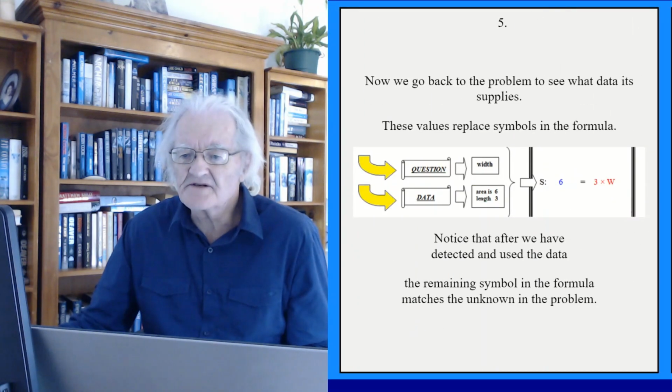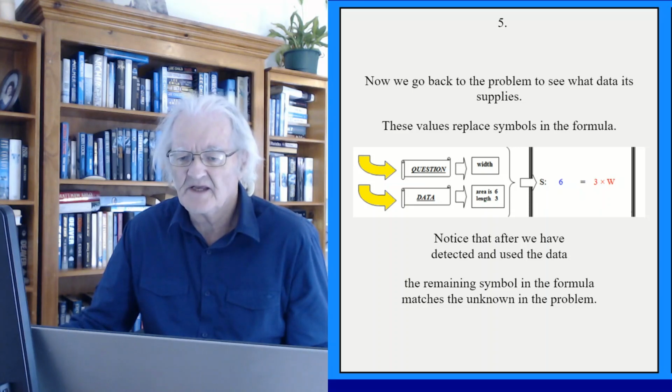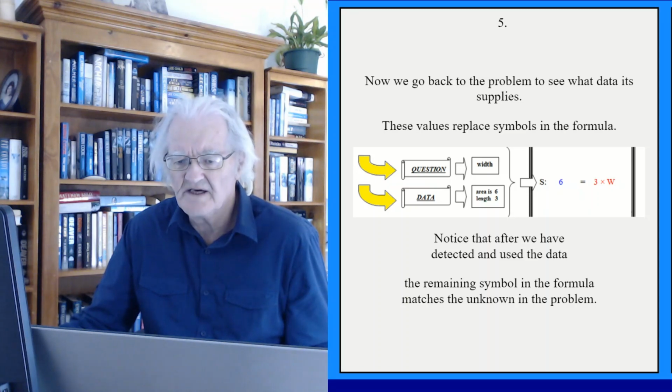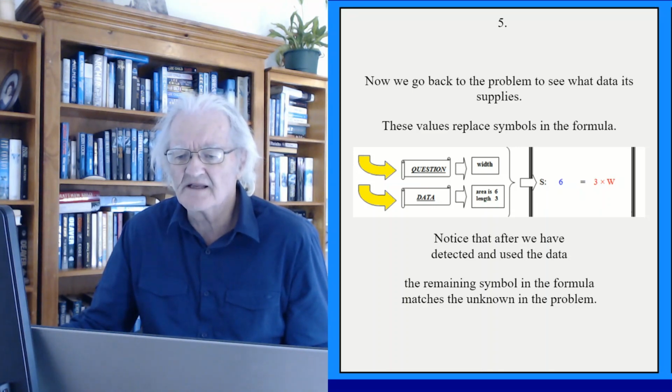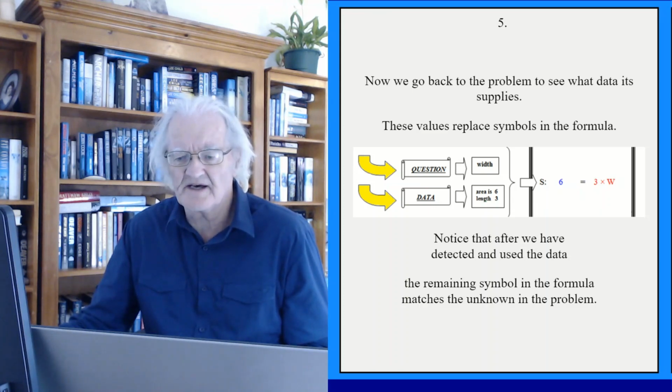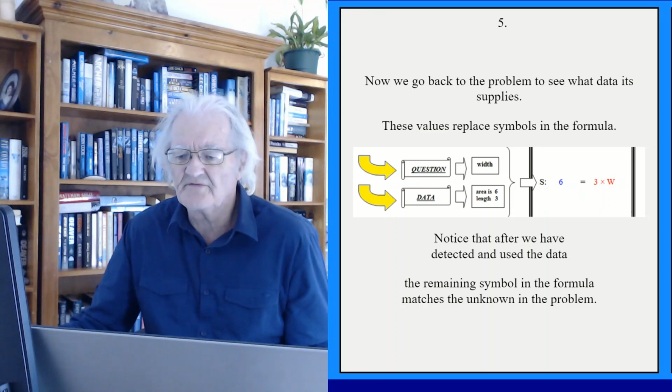We now go back to the problem to see what data it supplies. These values replace symbols in the formula. So the question was clearly, what is the width? That is the unknown. Its symbol will not be replaced. The data supplied was area as 6 units and length as 3 units. So they are replaced. Notice that after we've detected and used the data, the remaining symbol in the formula matches the unknown in the problem.